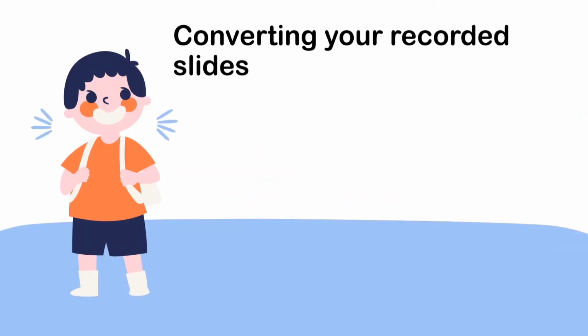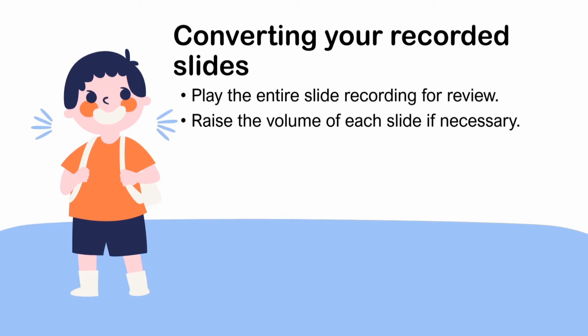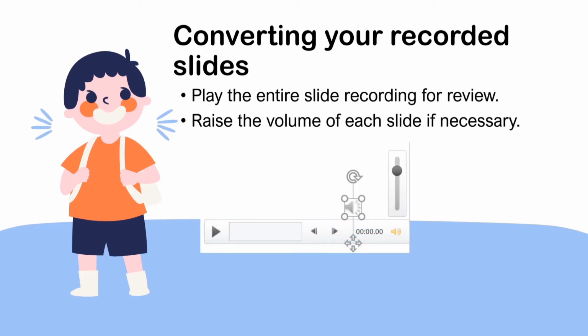Converting your recorded slides is quite easy. You have to play the entire slide recording for review first, and then you raise the volume of each slide if necessary. Take a look at this button at the lower part of your screen. You can find this icon, and then you can raise the volume there. So you can also play it so that you will know if it is enough or not.